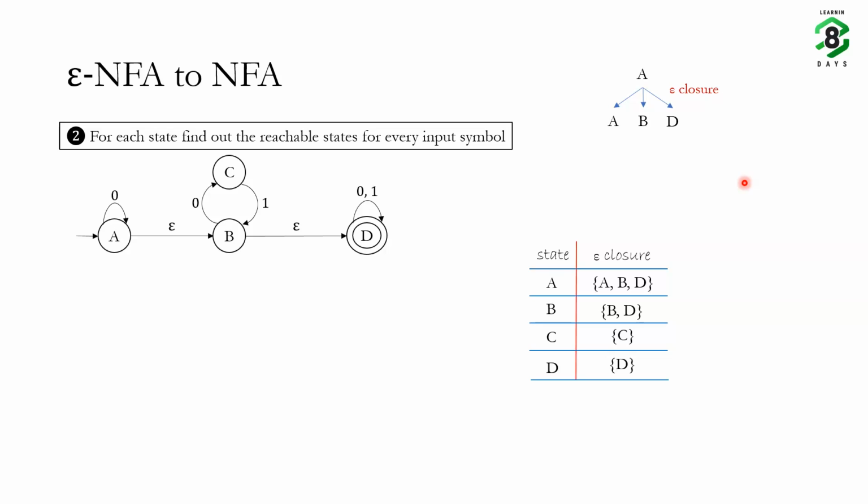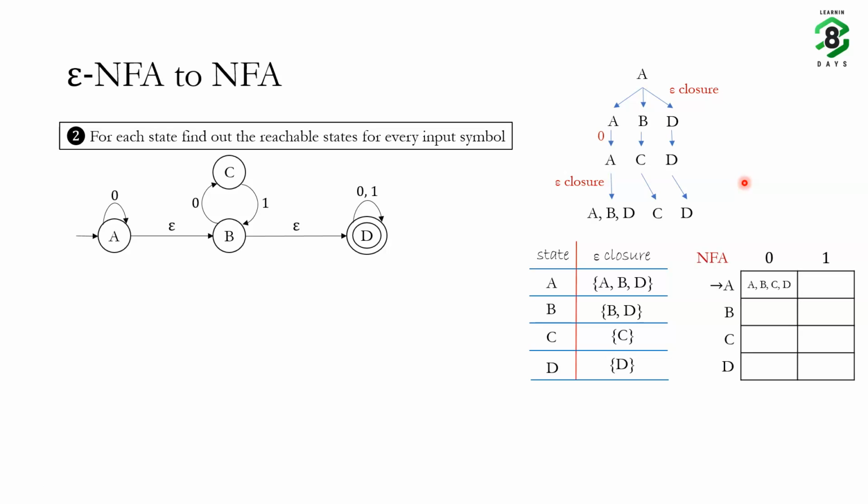Now on input symbol 0, from state A we can go to state A itself, from state B we can go to state C, and from state D we can go to state D. And the Epsilon closures of state A contains A, B and D, state C contains C, state D contains D. So finally the current state A and the input symbol 0 in the NFA will take us to states A, B, C and D.